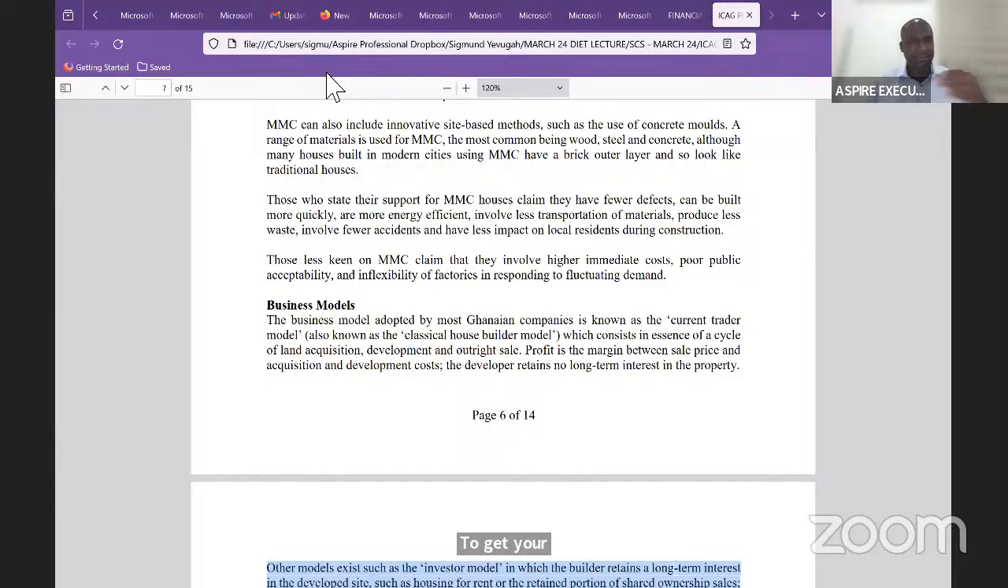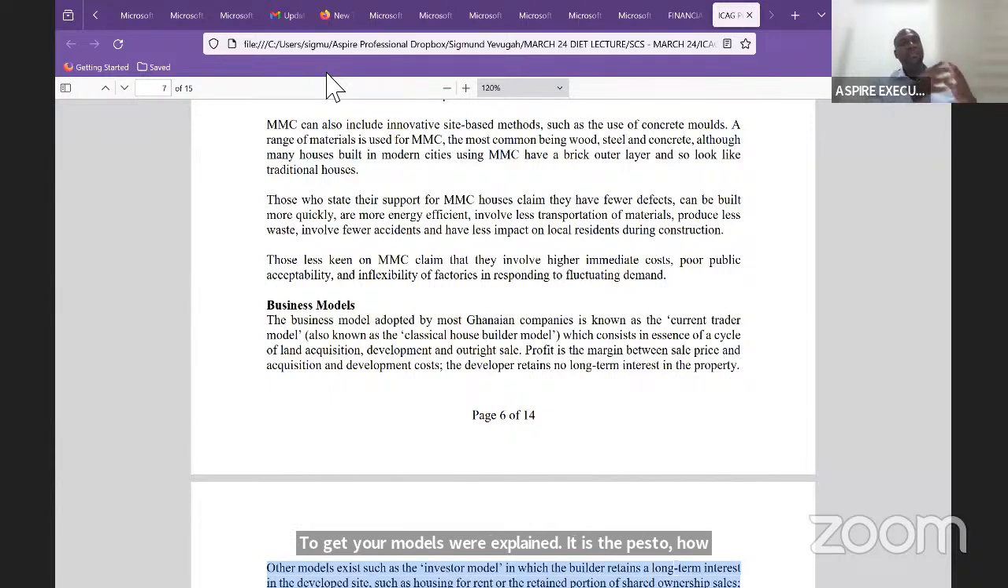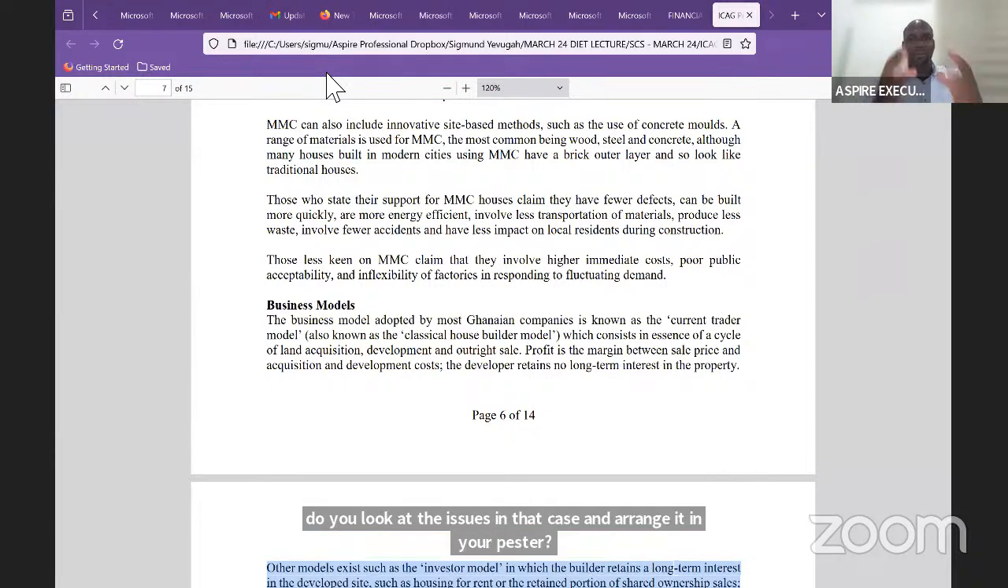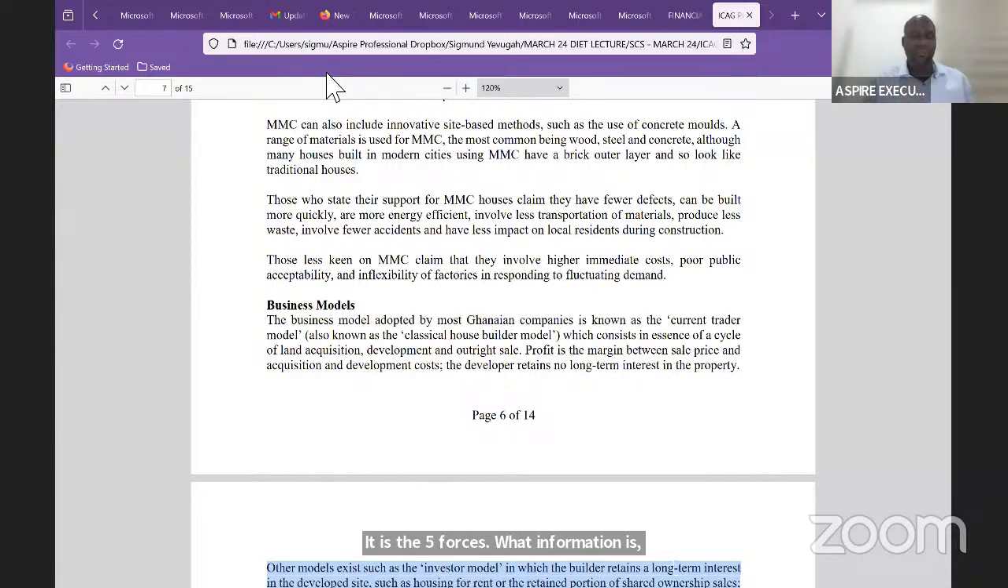If it's the PESTLE, how do you look at the issues in the case and arrange it in your PESTLE? If it's the 5 Forces, what information is here relevant to prepare the 5 Forces? If it's Porter's Diamond, there's some information there also that can help you to prepare Porter's Diamond. Exactly. Beyond that, you must be able to identify the opportunities and the threats. Because for every environmental analysis, you should have the opportunities and threats identified. Is that clear? So that is it.